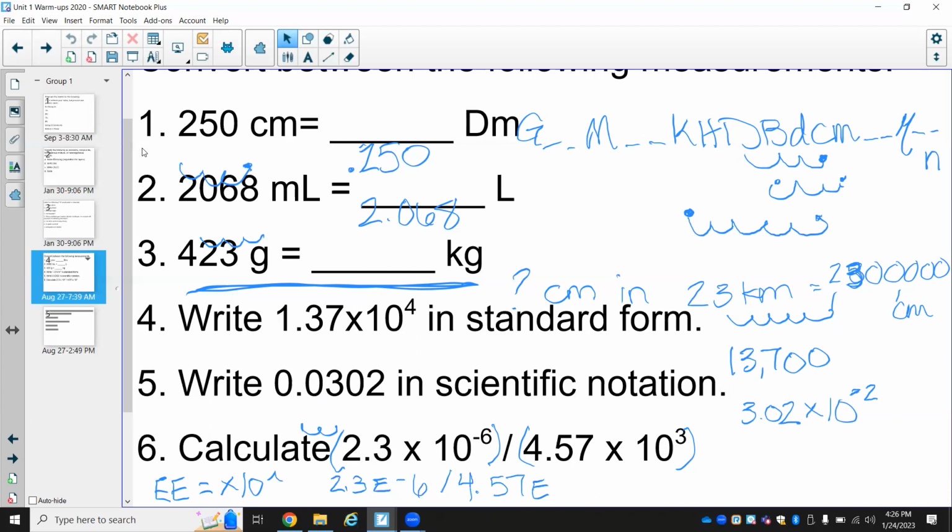Either way that you type it in, using the EE button or using parentheses, it will give you your answer in scientific notation the majority of the time.